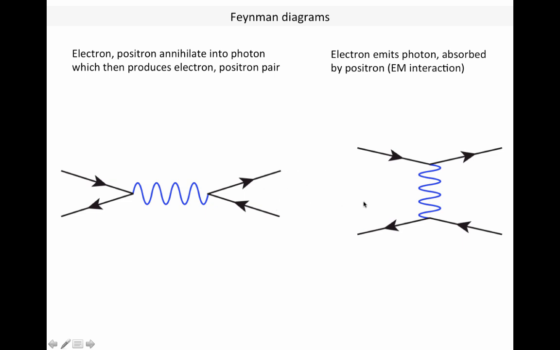In an experiment, there's no way to tell which of these two diagrams actually happened when the positron and the electron interacted. And in quantum theory, that means that both of these ways happened, right? Both of these contribute to the probability of an electron and a positron interacting.